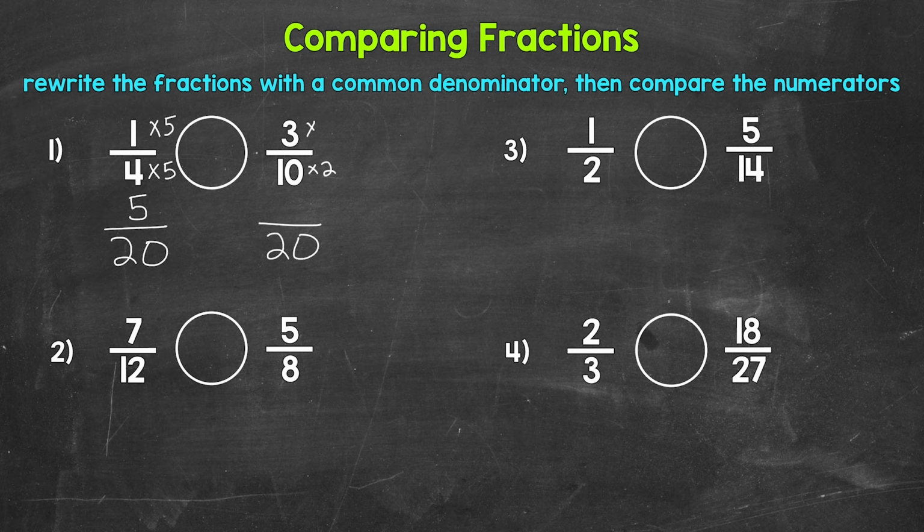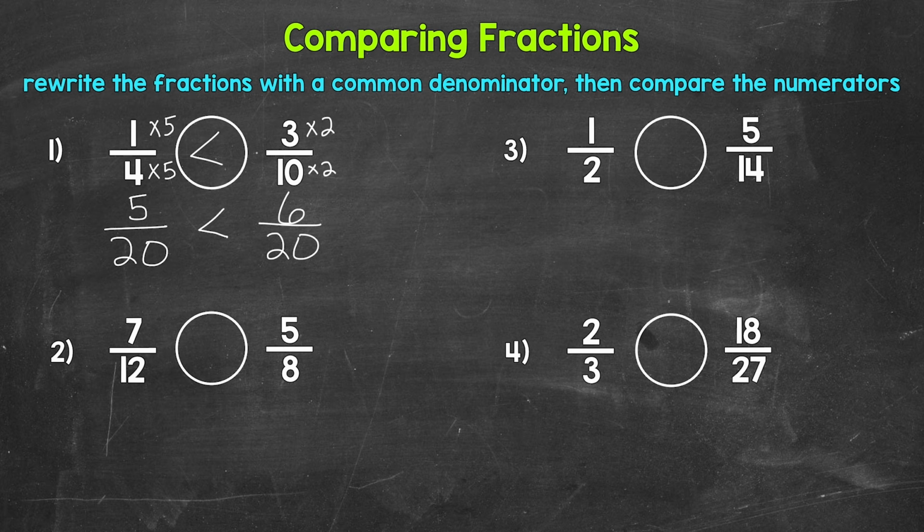Whatever we do to the denominator, we must do to the numerator in order to keep this equivalent. 3 times 2 gives us a numerator of 6. So we get 6/20. 6/20 is greater than 5/20. So going back to our original fractions, that means 3/10 is greater. Reading this from left to right, 1/4 is less than 3/10.